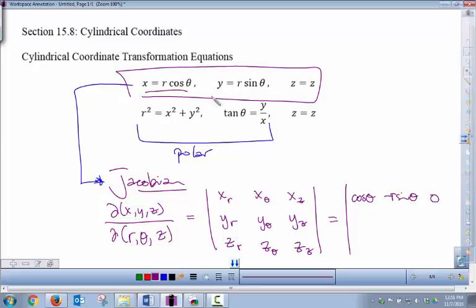And then now with y's, take the derivative of y with respect to r, take the derivative of y with respect to theta, take the derivative of y with respect to z. Again, there's no z's in there, so that's going to be 0. Finally, take the derivative of z with respect to r, take the derivative of z with respect to theta, and then take the derivative of z with respect to z. It's just 1.